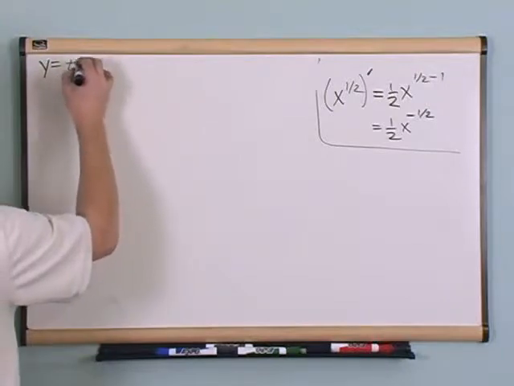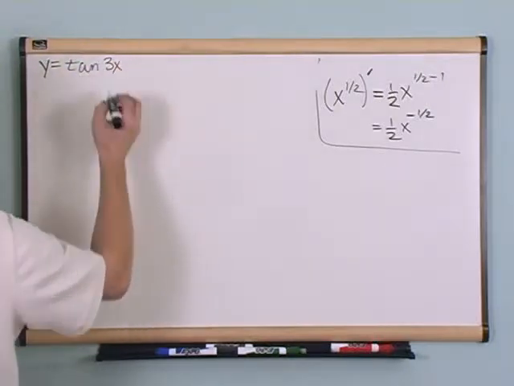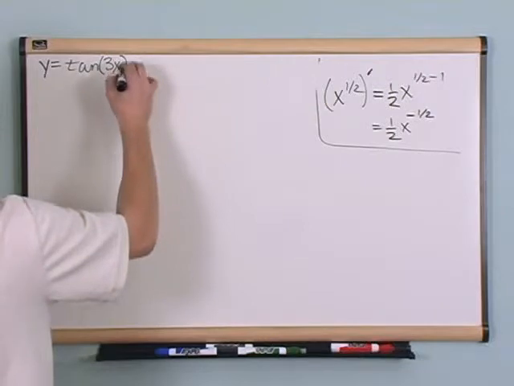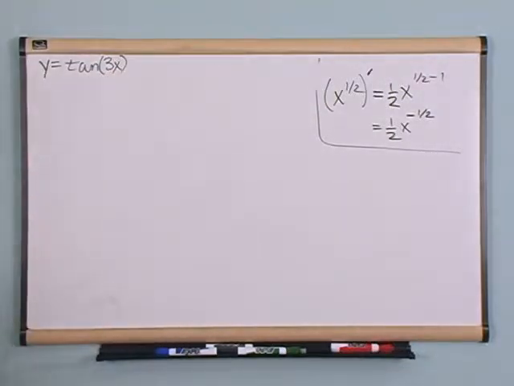What if you have tangent of 3x, like this? Well, I should ask you, what is the big picture function we're doing here?